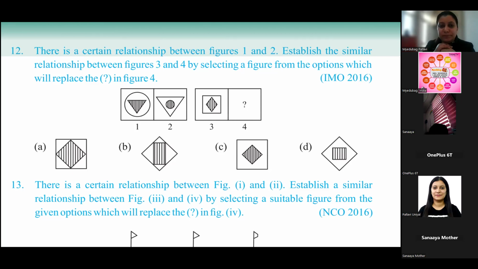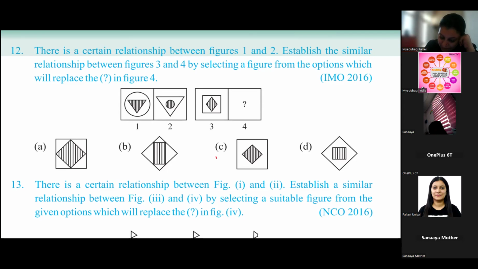Ma'am, the answer. Which one? D? Okay, let's hear Sanaya also. Ma'am, I am also thinking it's D. No, ma'am. Sorry, ma'am. C. Okay. Shivam, you're saying C? I'm saying D. Let us see which one is correct.